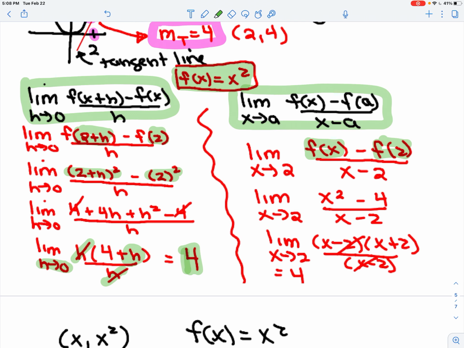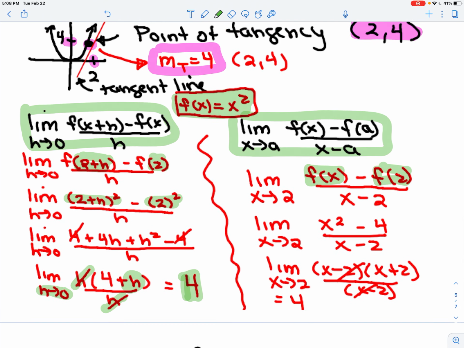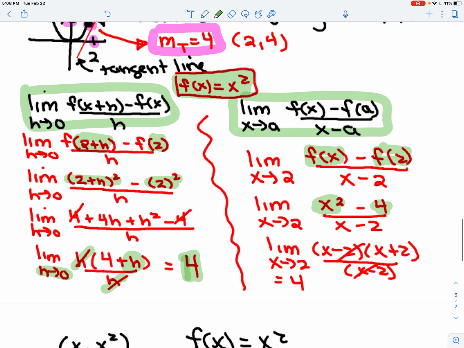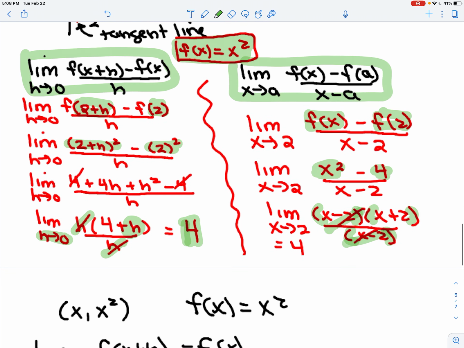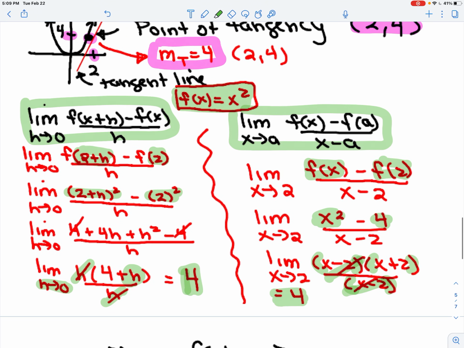Okay, and alternately, if I put x into the function, I get x squared. And if I put 2 in, I get 4. And then I have a 0 over 0 limit. So I can factor the top, and I get x minus 2 and then x plus 2. And then this cancels with a factor on the bottom. And then I let x approach 2, and I get out that the derivative is 4.